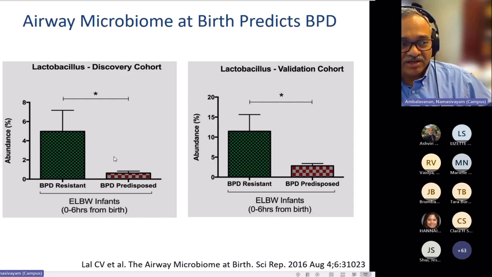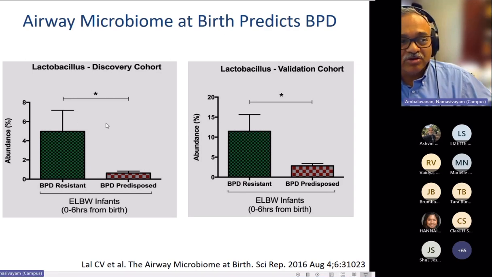And we found that lactobacillus DNA is decreased in the infants who later develop BPD. So looking at the microbial DNA at the time of birth, we can actually predict which infants are going to develop BPD many weeks later. If this is a 23-weeker, we are predicting outcomes at 36 weeks, which is about 3 to 4 months later.